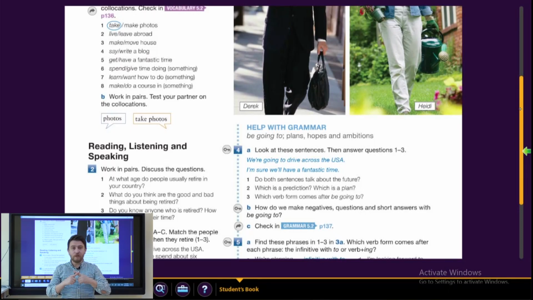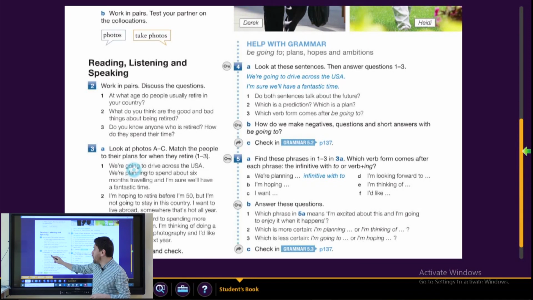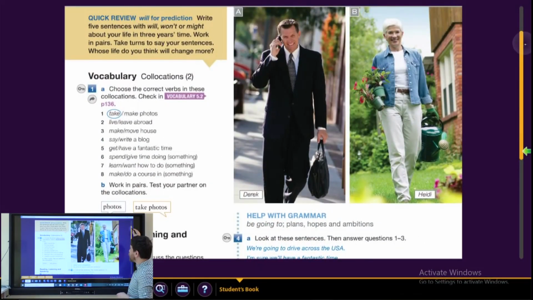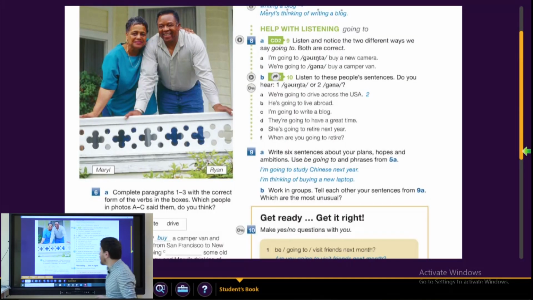Let's match them with the pictures. Number 1 says, we are going to drive across the USA and we are planning to spend about 6 months traveling, and I'm sure we'll have a fantastic time. Look at the beginning, the subject pronoun "we" means 2 people, but in pictures A and B there is only 1 person. But in picture C, Meryl and Ryan, so we. So number 1 is picture C.